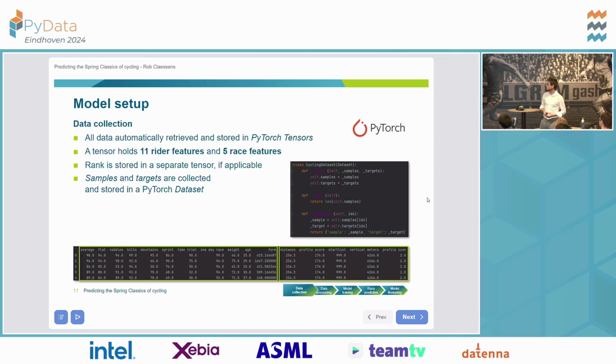Altogether, that is stored in PyTorch tensors. So each tensor holds 11 rider features and 5 race features, which are used to predict rank ultimately. They're all collected in PyTorch datasets that will be used for training. And for training, I used historical data over 16 classics for 120 riders over the past 5 years, which gave me more or less 2,200 samples.